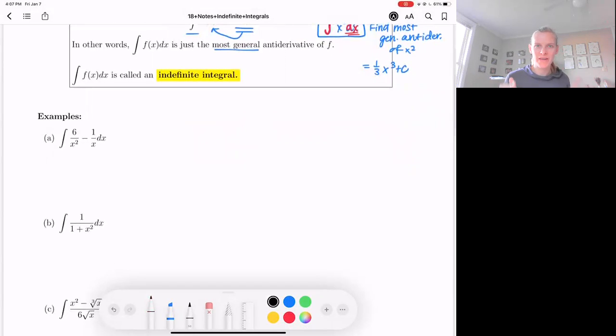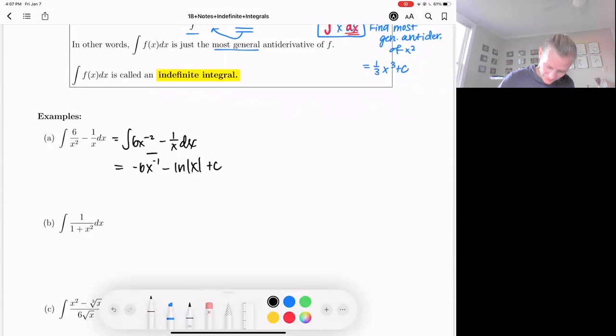So remember, all this is asking is what's the most general antiderivative. I'm going to rewrite this one. This is the integral of 6x to the negative 2 minus 1 over x dx. The antiderivative of 6x to the negative 2: I add 1 to the exponent, so I get negative 1. I divide by negative 1, so that gives me negative 6 over x. 1 over x, remember that's a special case. That's just ln of the absolute value of x. And don't forget we need the plus c here because we're looking for the most general antiderivative.